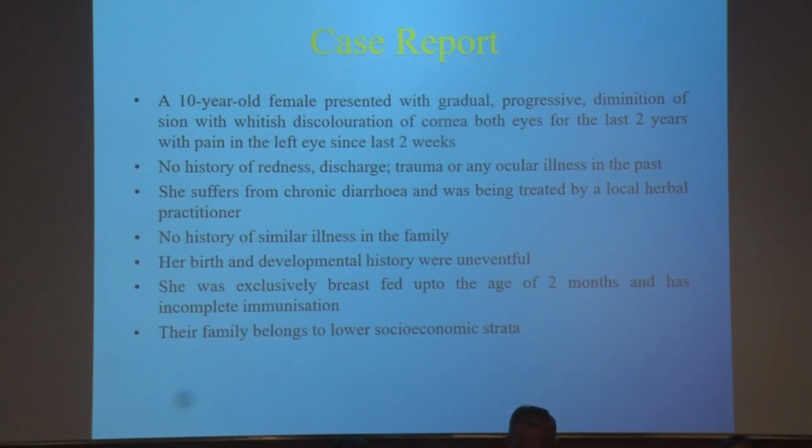So a 10-year-old female presented to us with gradual, progressive diminution of vision with whitish discoloration of the cornea in both eyes since the last 2 years, and she presented with pain in the left eye since the last 2 weeks. There was no history of redness, discharge, trauma, or any ocular illness in the past. She suffers from chronic diarrhea and was treated by a local herb practitioner. There is no history of similar illness in the family.